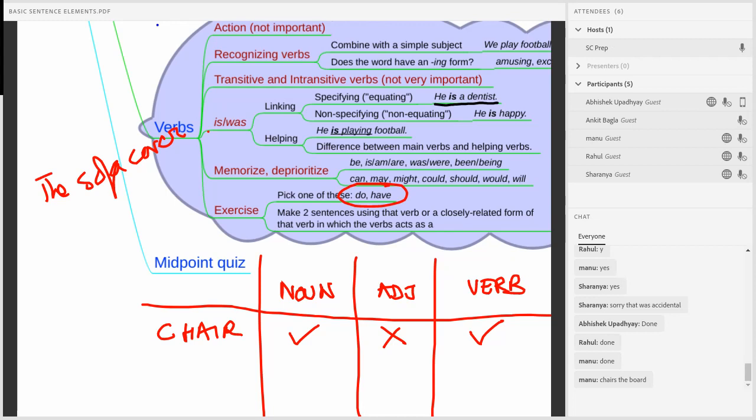Quick check. Is everyone comfortable with this? Although sofa is a noun, it can be used as an adjective. A noun itself can always be used as an adjective.